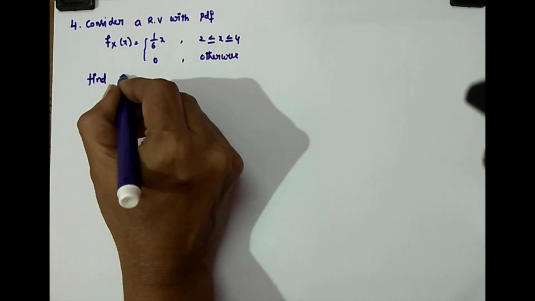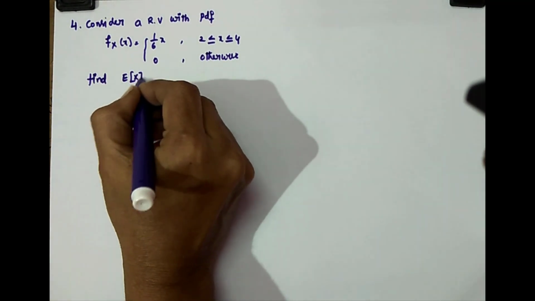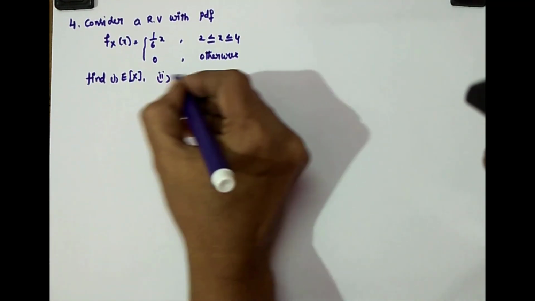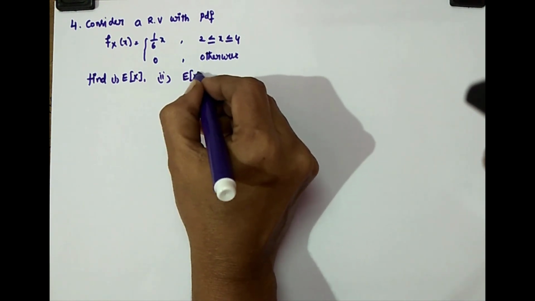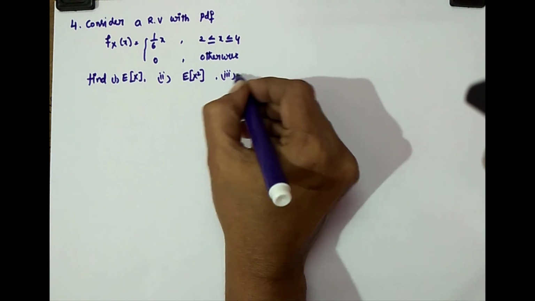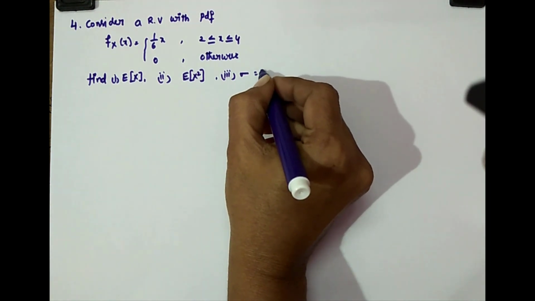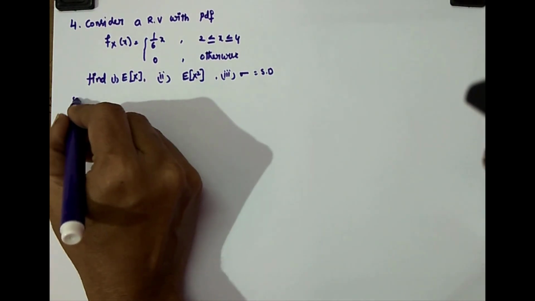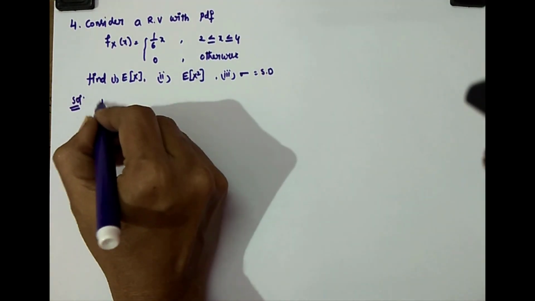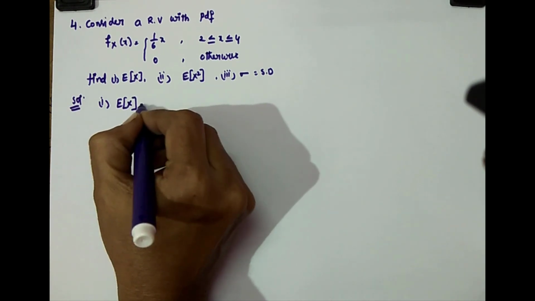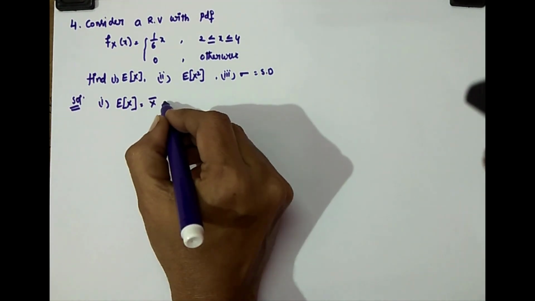We have to find E of x, E of x square, and third, sigma, which is nothing but standard deviation. Then I'll see the first one, E of x, which is nothing but x bar.